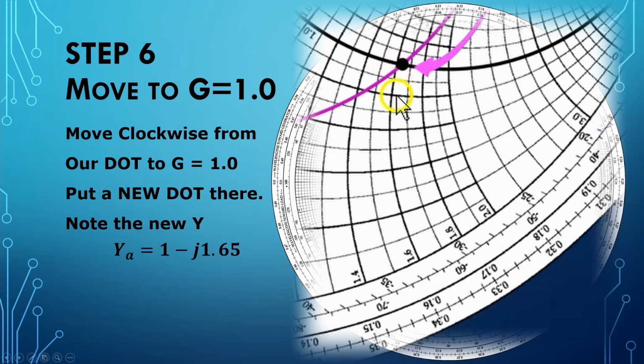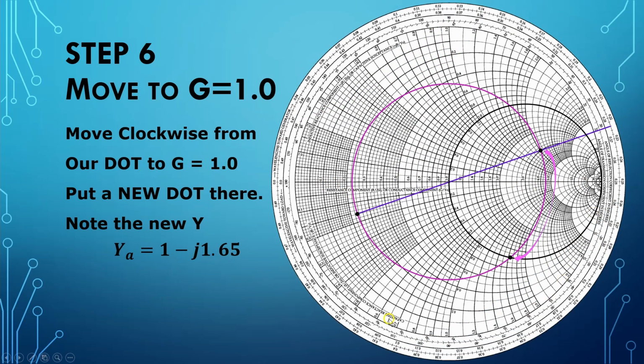We got this line right here, which is 1.6. We have this line, which is 1.8, which makes this one in the middle 1.7. And we kind of eyeball this out and say, well, it's about halfway between the two, so we're going to call that 1.65. And because we're in the southern hemisphere, that'll be a minus 1.65. So our admittance at point A is going to be equal to 1 minus J 1.65.